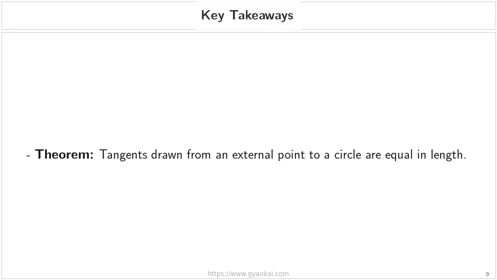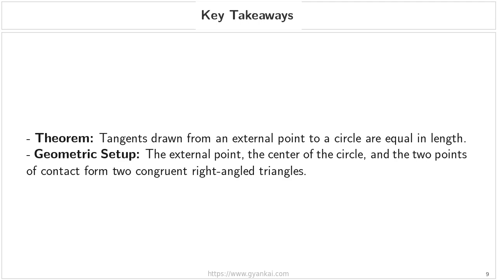Key takeaways. First, let's restate the core theorem. Remember, any tangents drawn from a single external point to a circle are always equal in length. This is the fundamental rule we've been working toward. To visualize this, think back to our geometric setup. When we connect that external point to the center of the circle and to both points of contact, we aren't just drawing random lines, we are actually creating two congruent right-angled triangles. This symmetry is what makes the theorem work.